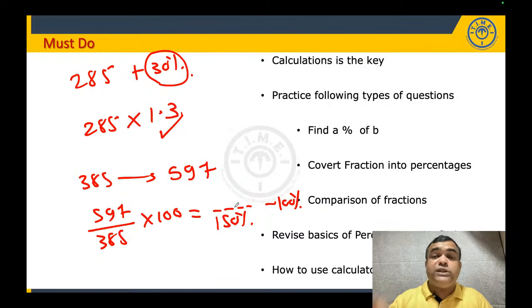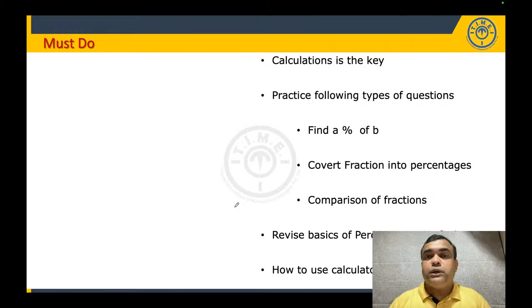So first learn what is the right way of using the calculator. Manual way of doing is different. Calculator पे करने का तरीका अलग है. So how to use a calculator that you understand with the help of percentage basics. Fine.